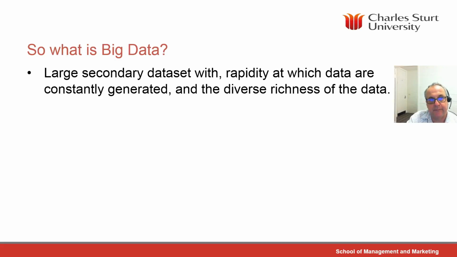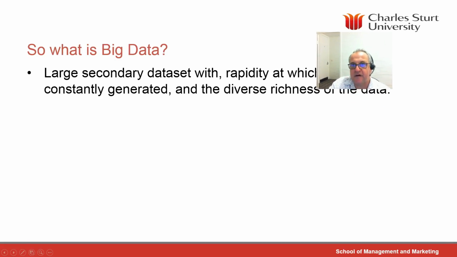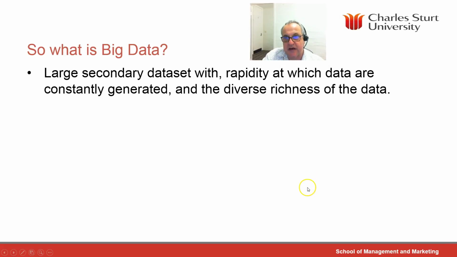So what is big data? Well, it's defined as large secondary data sets. Often it's been collected for other reasons than what we had in mind. So obviously when people go into Facebook, they're not just giving us information according to what marketers would like to do. It's for different issues. So we've got invoice information, which is not necessarily marketing information, it's financial information. The difference though is the data is now being constantly generated and there is diverseness and richness in the data.